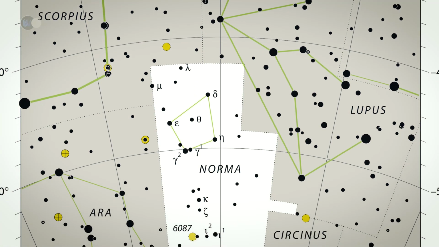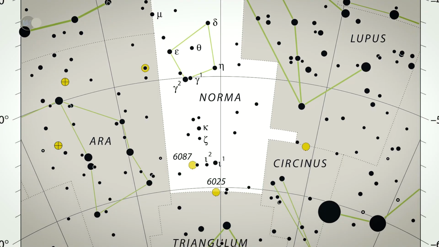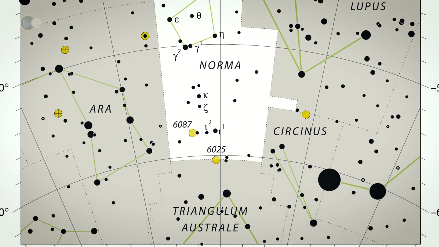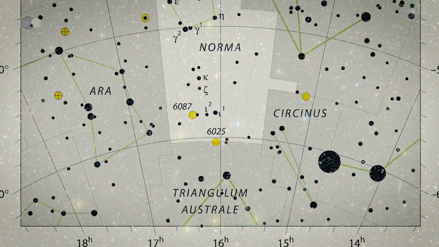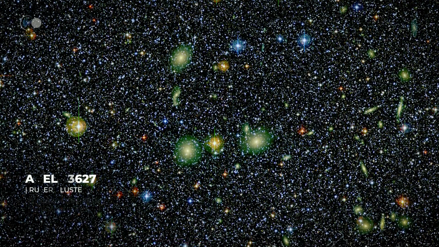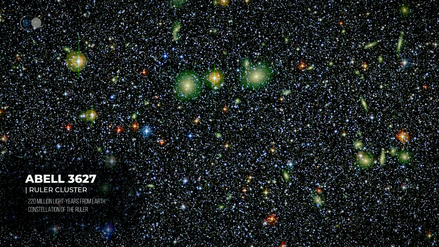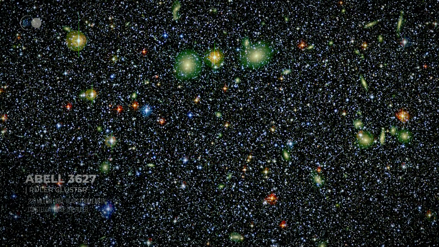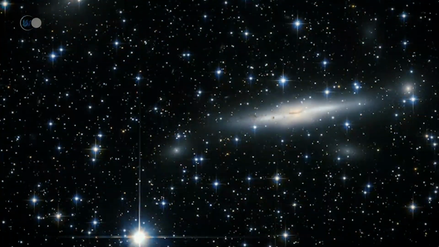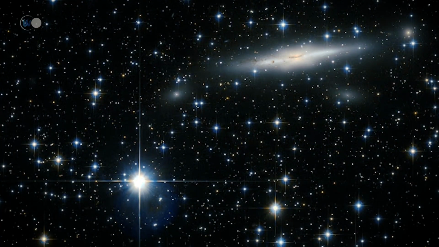This is one of the most massive galaxy clusters in the Hydra-Centaurus supercluster, around 220 million light-years from Earth. It contains several bright galaxies, as well as clusters of hot gas and dark matter. Its mass is around 10 to the 15th power solar masses. It is also known as the Ruler Cluster. It lies close to the Great Attractor.